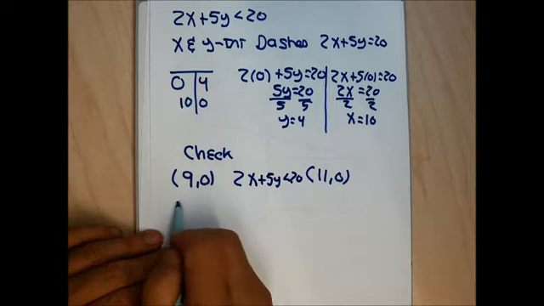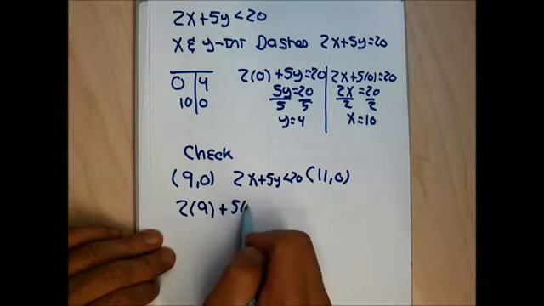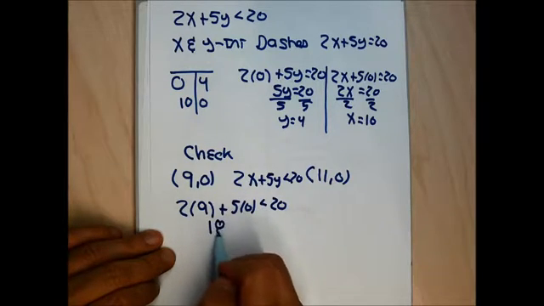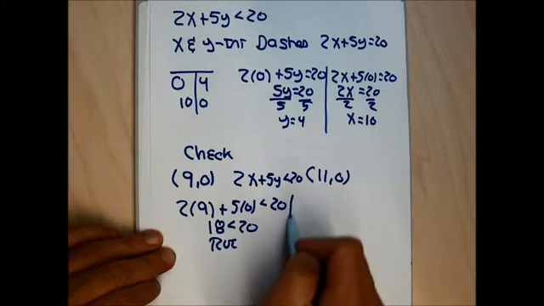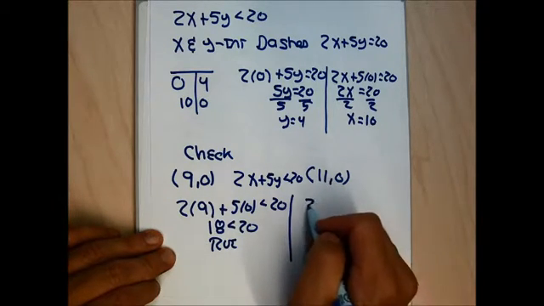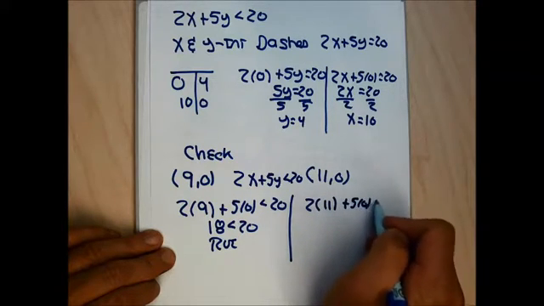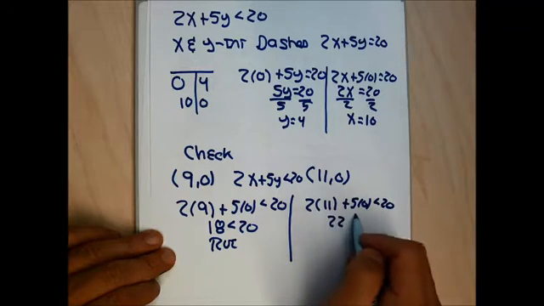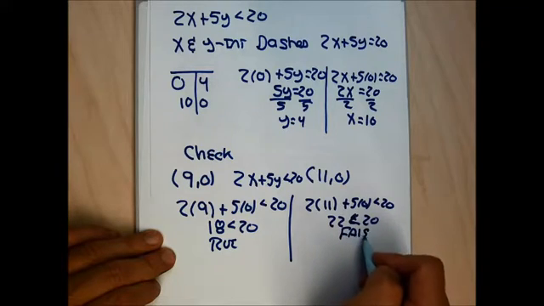For (9, 0), I'm going to go 2 times 9 plus 5 times 0 is less than 20. The 0 piece goes away. This simplifies to 18 is less than 20, which is true. For (11, 0), I go 2 times 11 plus 5 times 0 is less than 20. The 0 piece goes away. This simplifies to 22 is smaller than 20, which is false.